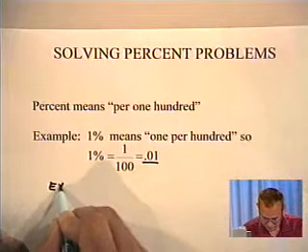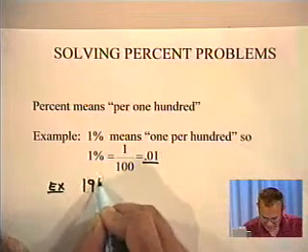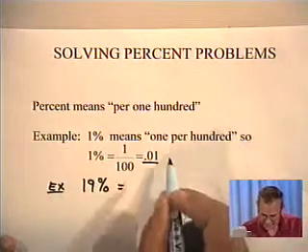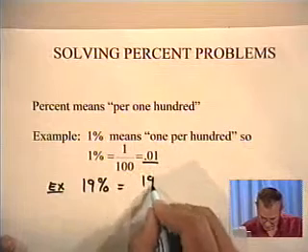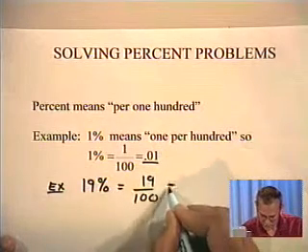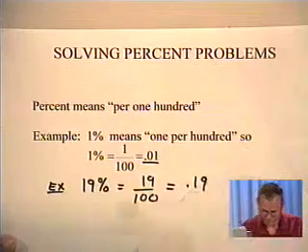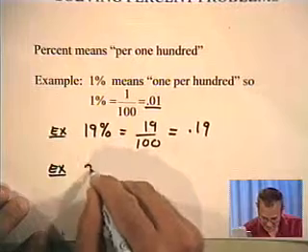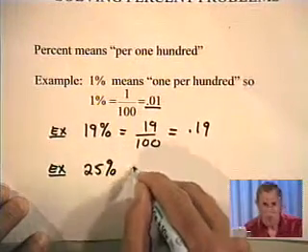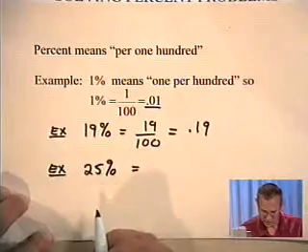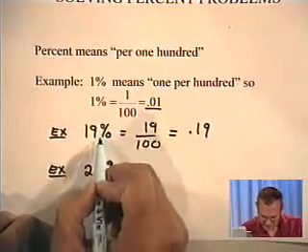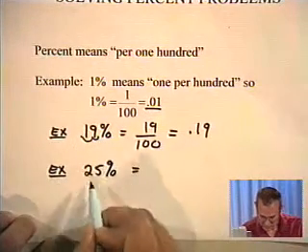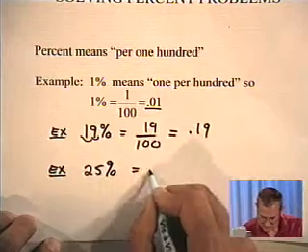Another example, let's do 19%. 19% means 19 per 100, which as a decimal is 0.19. So if we see a number with a percent sign next to it, we can convert a percent easily to a decimal by simply moving the decimal. If we think of a decimal being right here, we can simply move it over 2 places. So 25% is the same thing as 0.25.